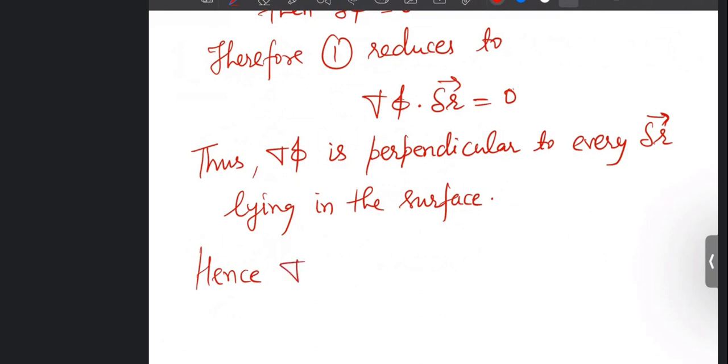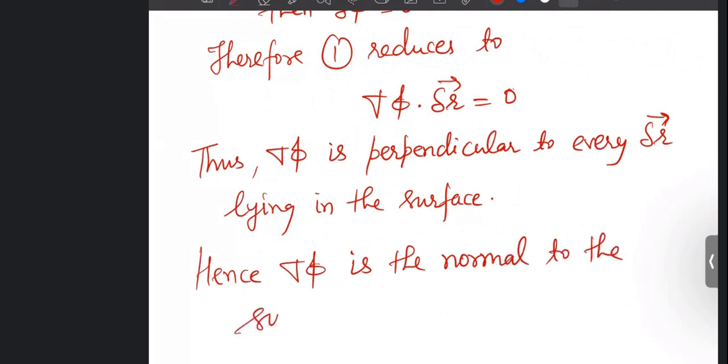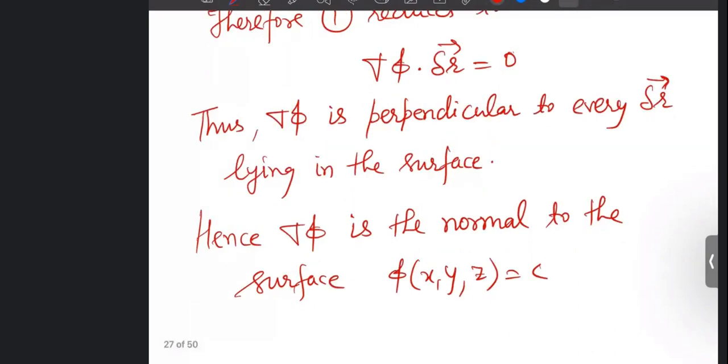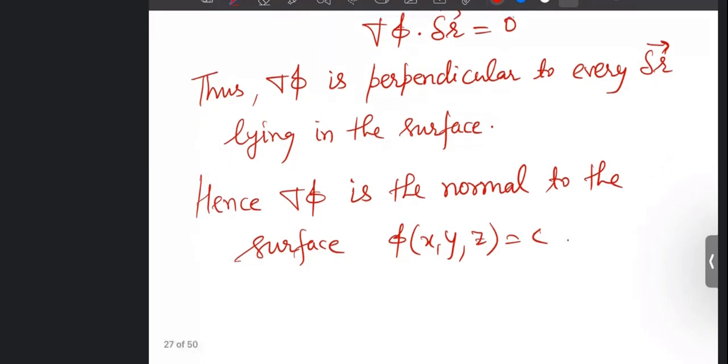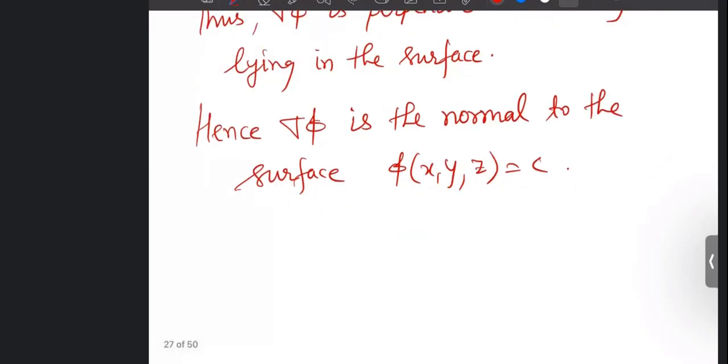Hence, what concludes? It concludes that del phi is the normal to the surface phi(x, y, z) is equal to c. This is the main point: the gradient of phi gives us the normal to that surface. And one more thing can be concluded from del of phi.